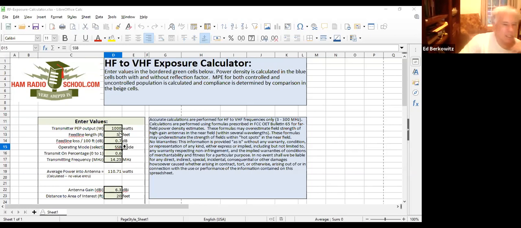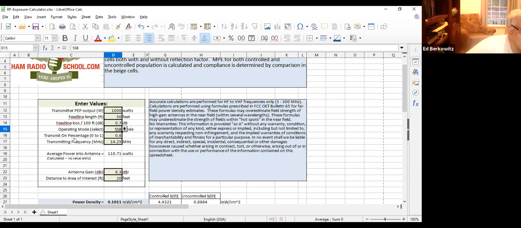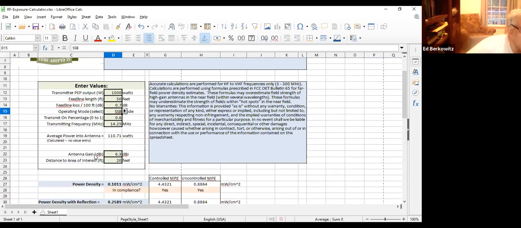And basically, in this case, we said 1,000 watts, 50 feet of coax, and the coax loss for this frequency was 0.7 of a dB per 100 feet. The operating mode was single sideband. By changing modes, we're changing duty cycle. It assumes 60% of the time in a 30-minute period we're transmitting. And we used an operating frequency of 14.25, kind of the center of 20 meters phone. And it calculated the average power into the antenna is 110 watts.